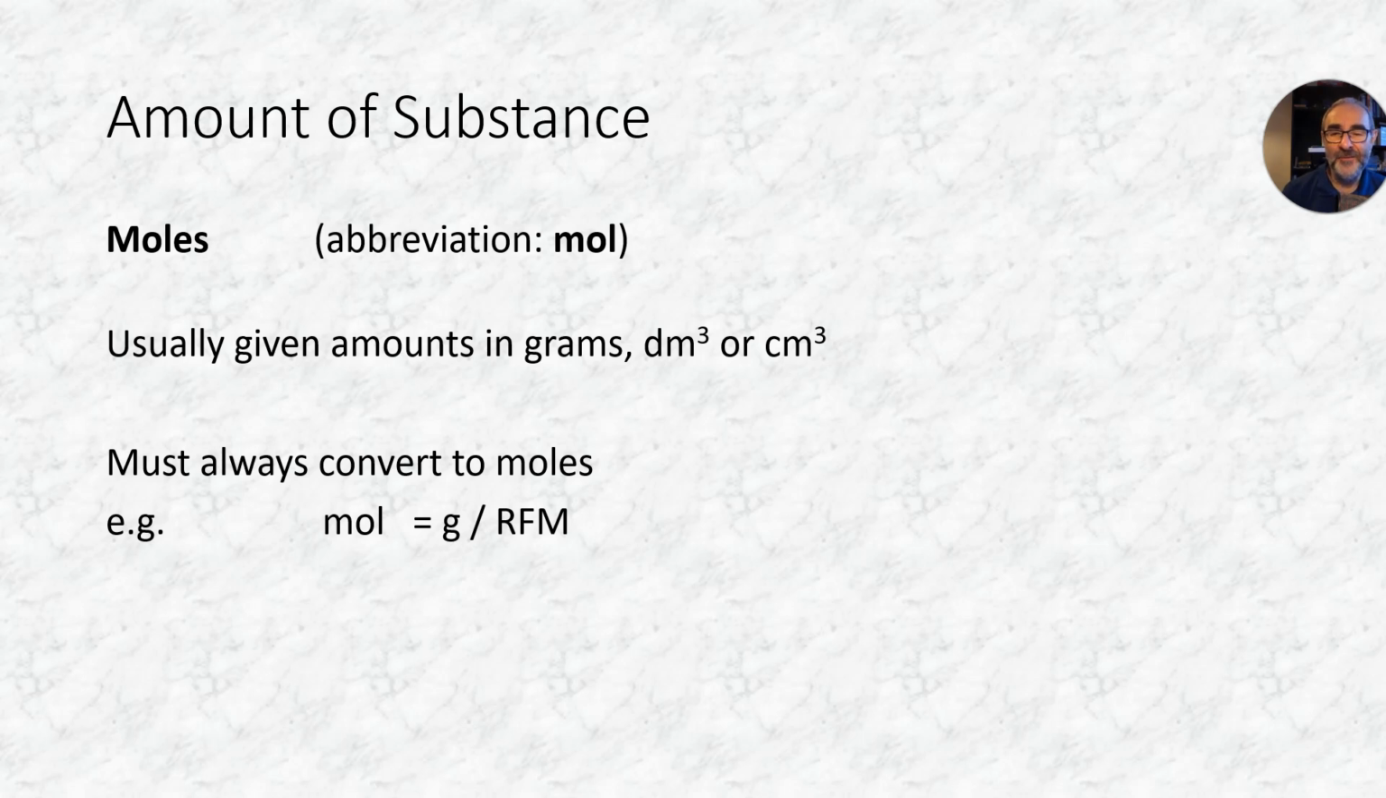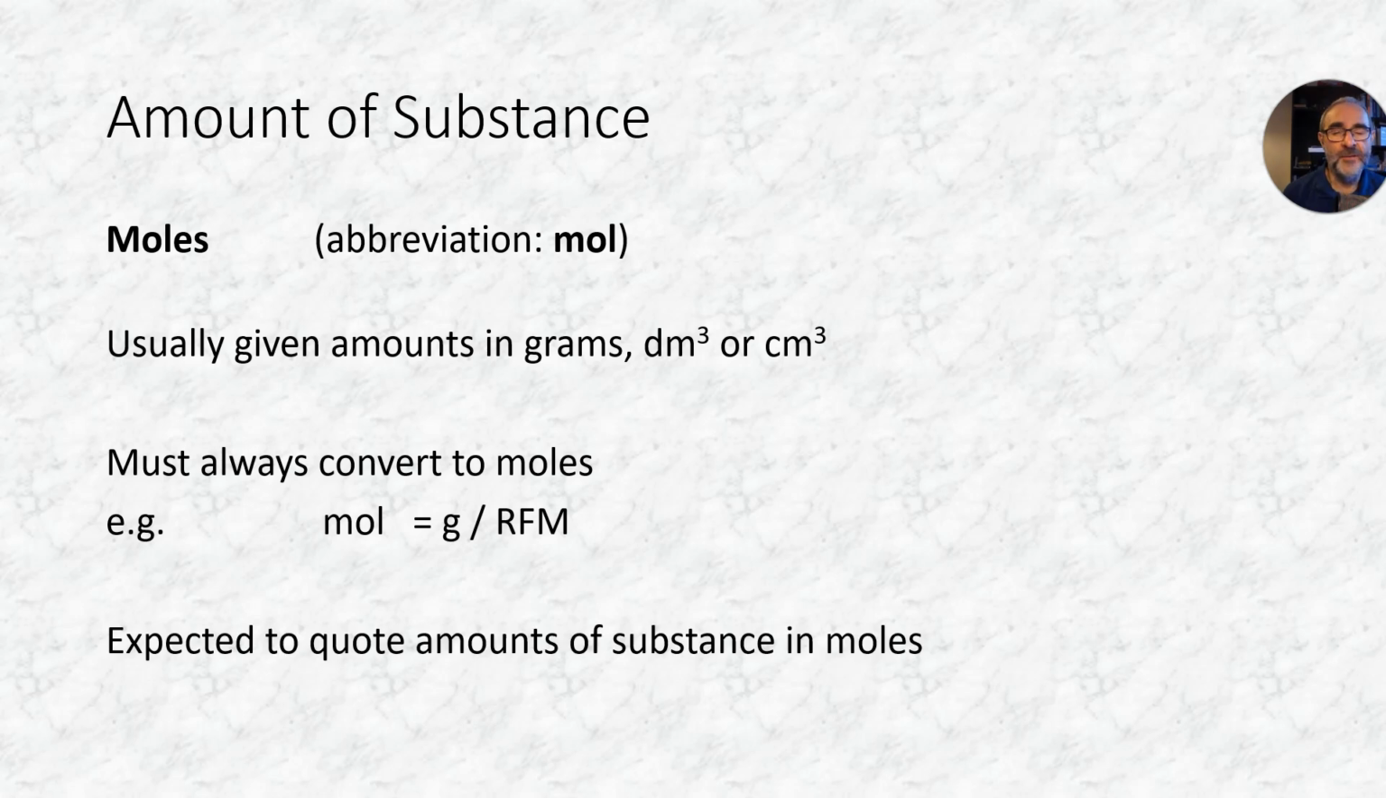So if you have grams, for example, and you need to work out how many moles that is, just divide the number of grams by the relative formula mass of that substance. And of course, if the exam question is asking you about how much of something, it's usually asking you about the number of moles. There will be occasions where it's asking you about grams and it'll be very clear, but usually it's in moles. If you're in any doubt, quote it in moles.